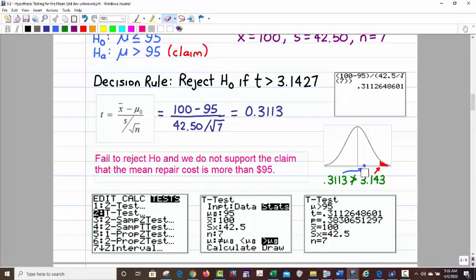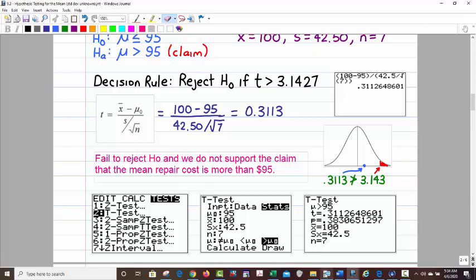So there's 0.3113. And there's the rejection region over there to the right, greater than 3.143. 0.3113 clearly does not fall in that rejection region. It's not greater than 3.143. So we fail to reject the H0. And we do not support the claim that the mean repair cost is more than $95. We do not agree with it.